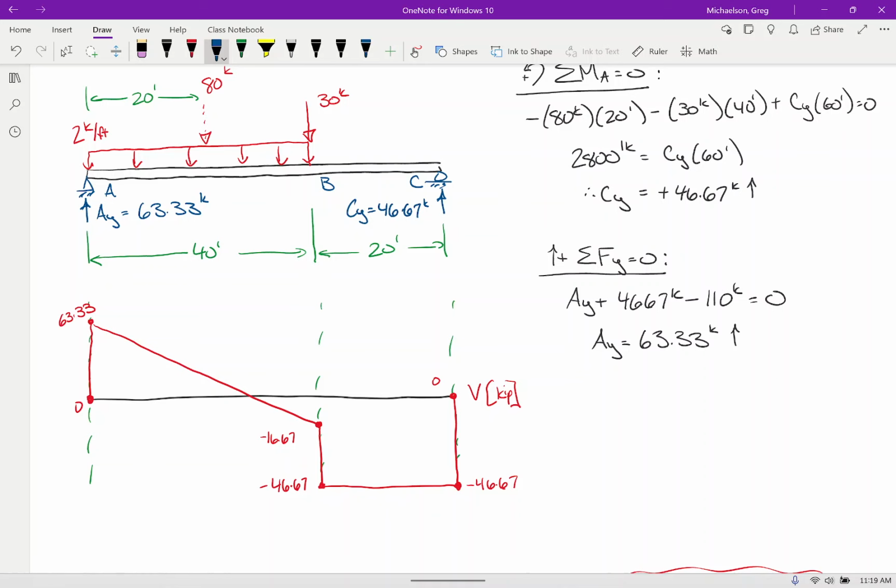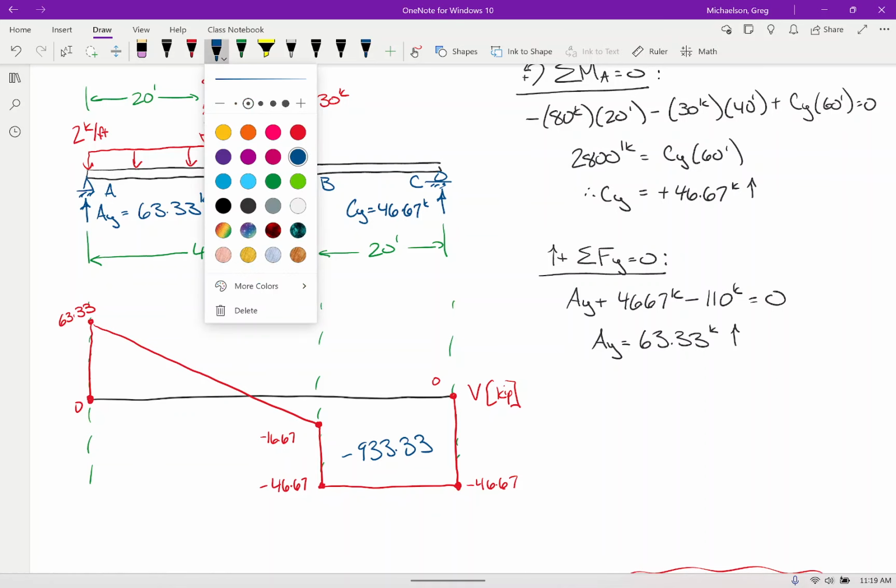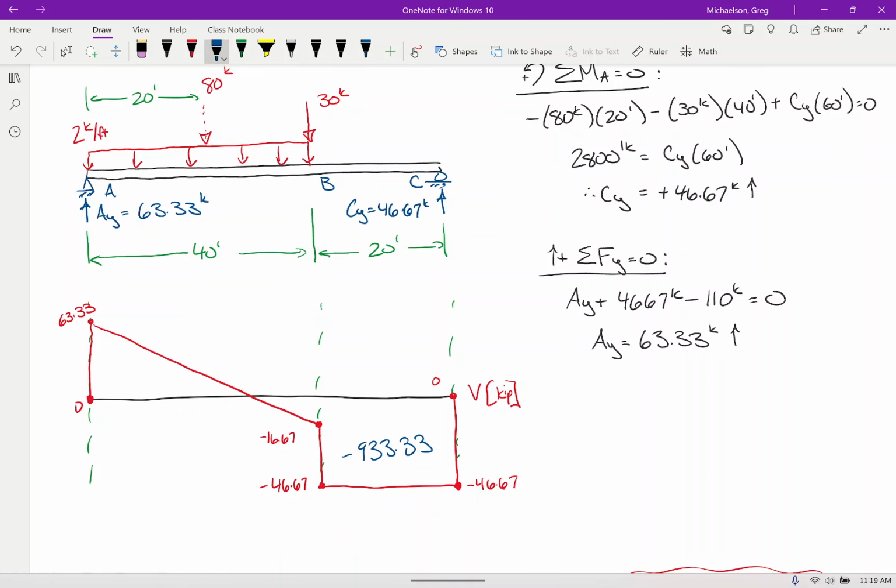Negative 933.4, or if we want to go negative 933.33, because we know that's what it's going to be, right? Okay, now this part. What we're going to do is say, we've got a triangle here and a triangle here. Now, by the way, what's this total distance from here to here? 40. So this plus this needs to be 40, right?